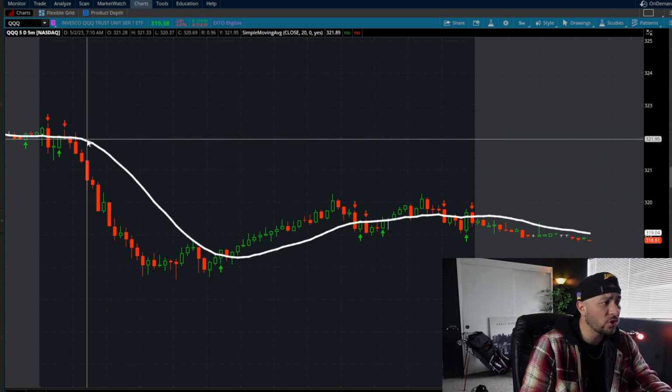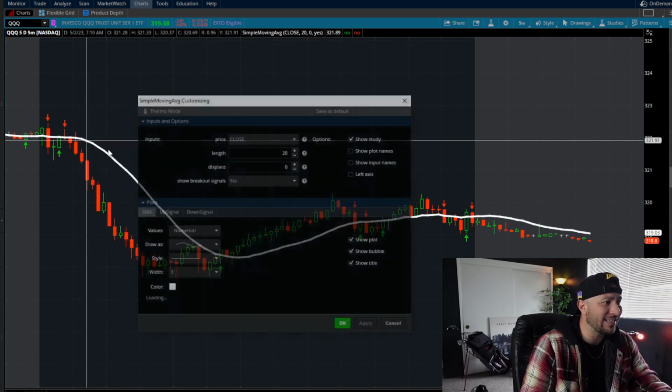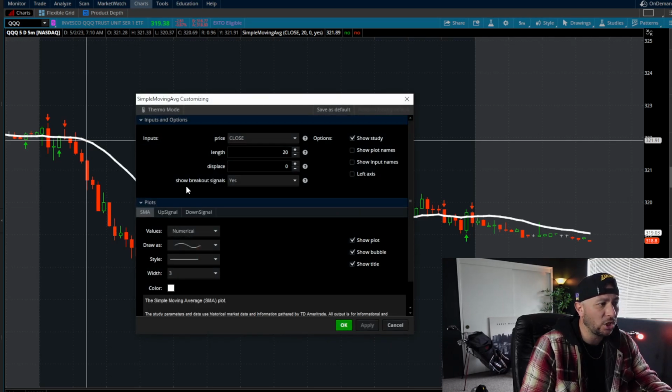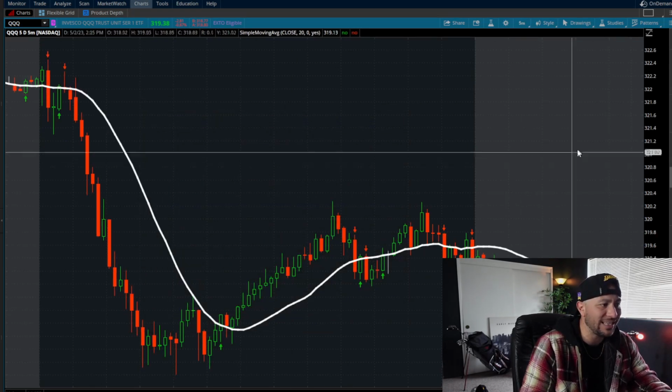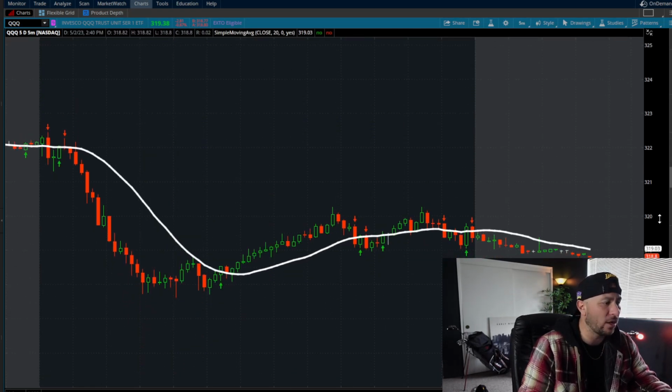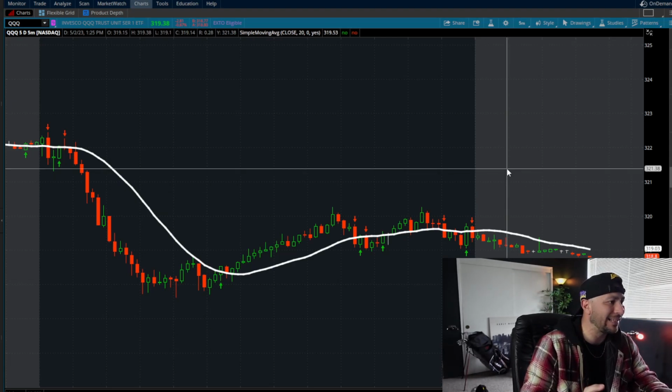What I also did here, I right click, edit, simple moving average, price to close, show breakout signals. You can see the length is 20 and I set the width to 3 just to make it a little bit thicker. We can put it to 4 to make it even thicker so we can see this line nice and bright on our screen. It's the white line that we see.